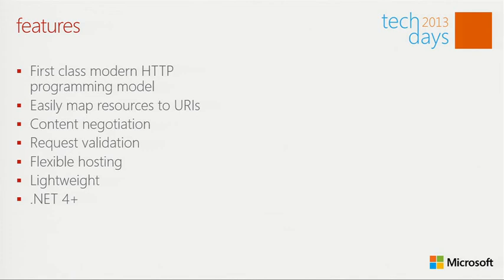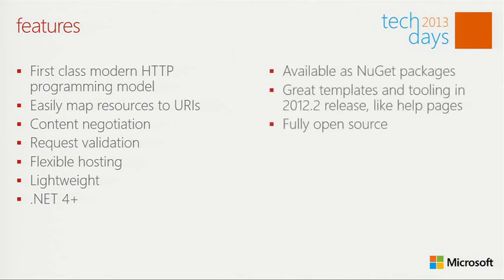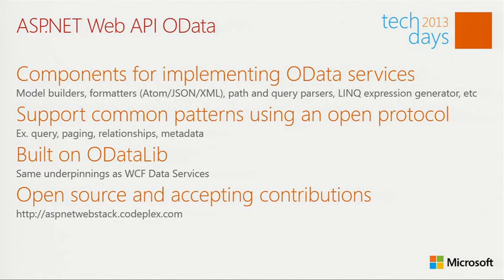We provide request validation. That comes basically for free with a lot of the work that we've shipped with data annotations and models. Flexible hosting. Most people host WebAPI on ASP.NET, but we do have a self-host option, so it's also lightweight. Currently, it's available as NuGet packages, fully open source. We've shipped some additional features in the February release that just came out, like help pages, which I'll be showing in the demos later on.